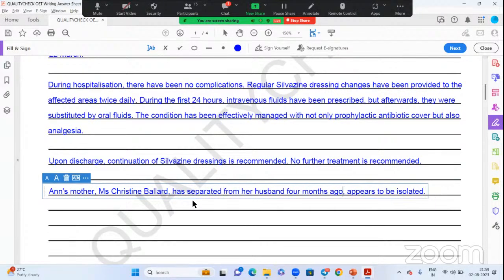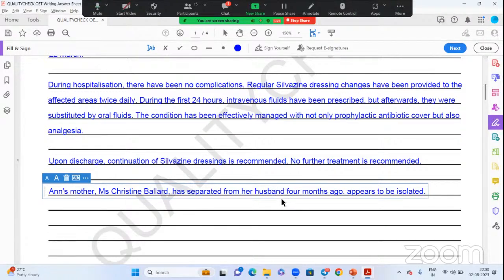Put full stop here. Now we got it to B plus. And if you want to put pass mark, Anne's mother is Miss Christine Ballard. Full stop. She has separated from her husband 4 months recently.